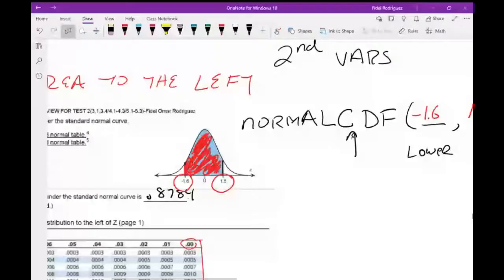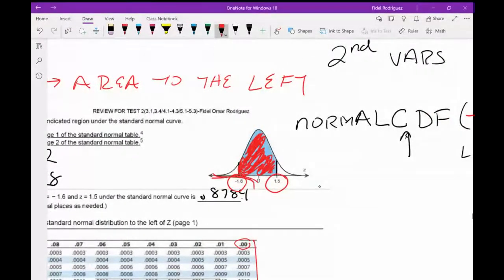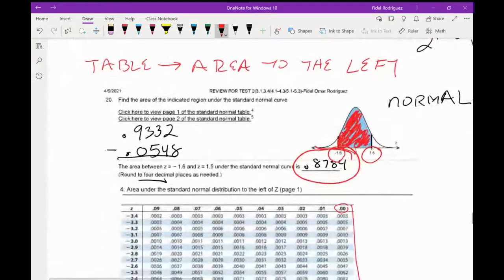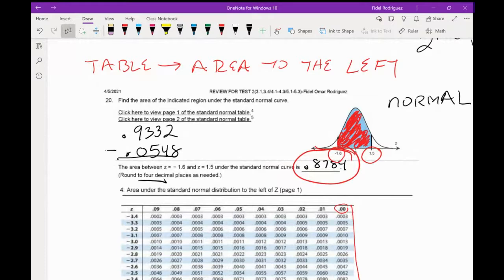And if I stop sharing this and I come back to my review, you said 0.8784. And if you notice, that's the same thing we got when we used our table. So when you're doing problems like this, guys, like 18, 19, 20, maybe even some of the other ones, you get to decide: do I want to use my calculator or do I want to use my table? And it's not going to make any difference because you're going to get the same answer either way, right? You just get to decide which way you feel is easier for you or which way you feel is more understandable.